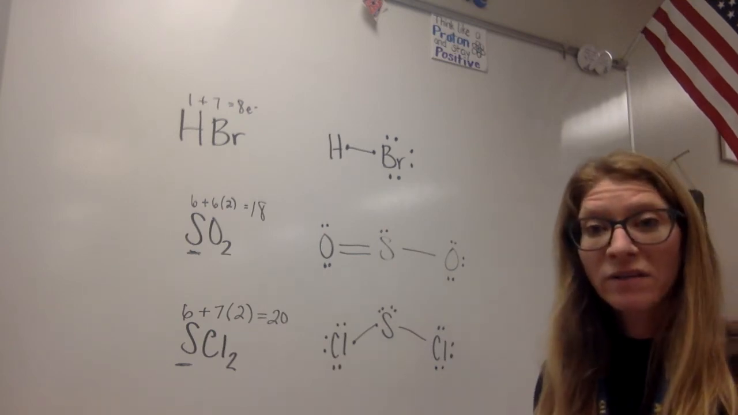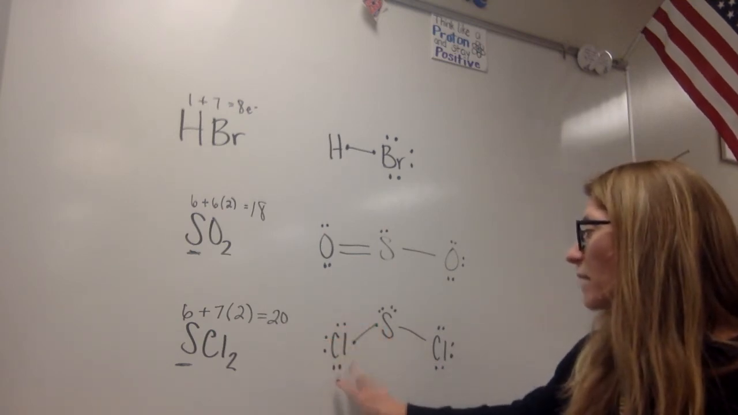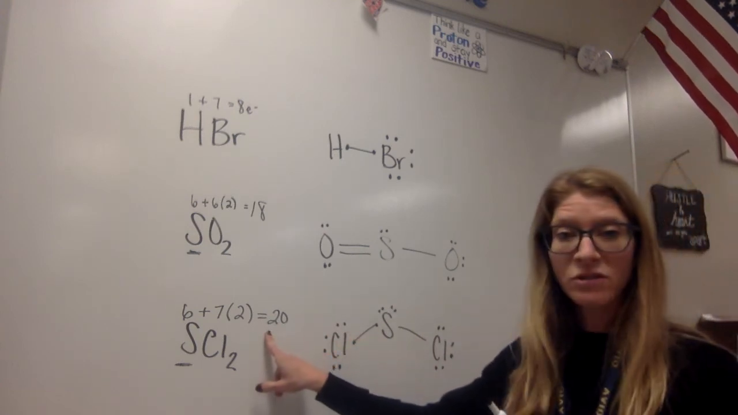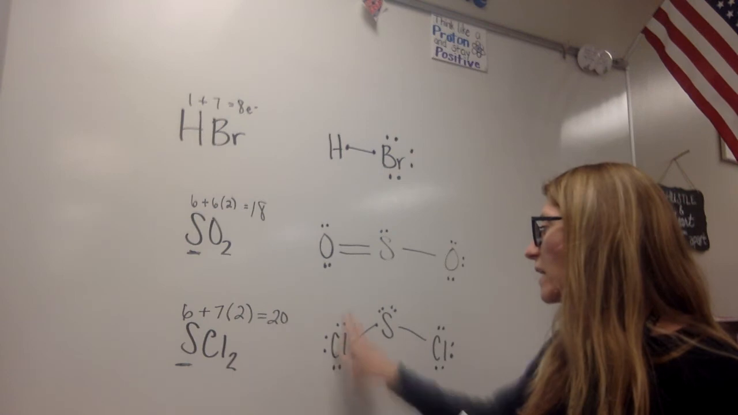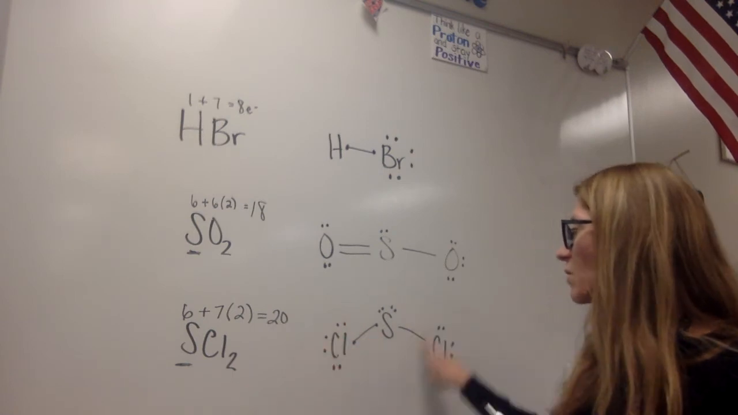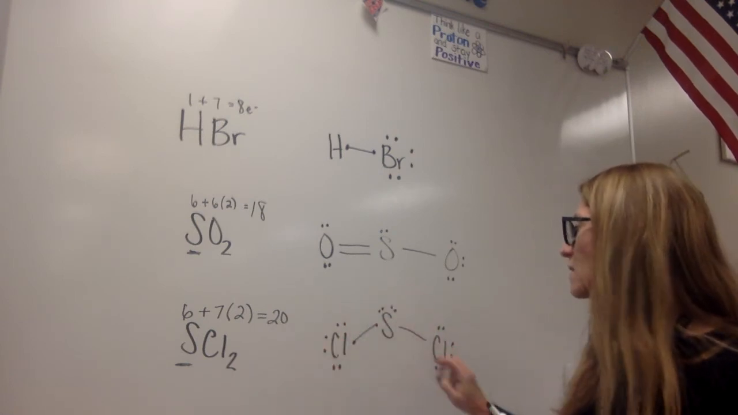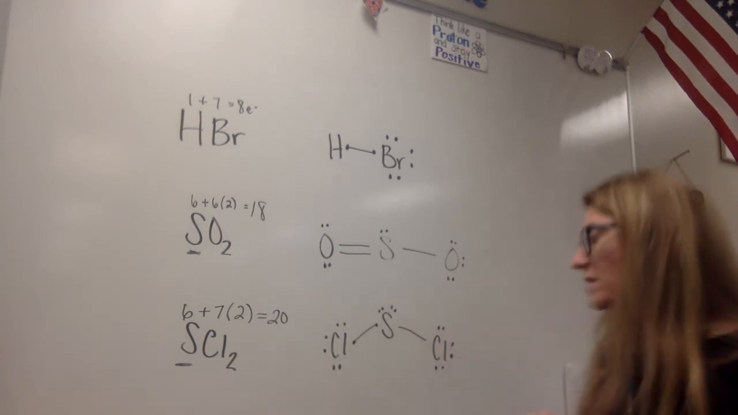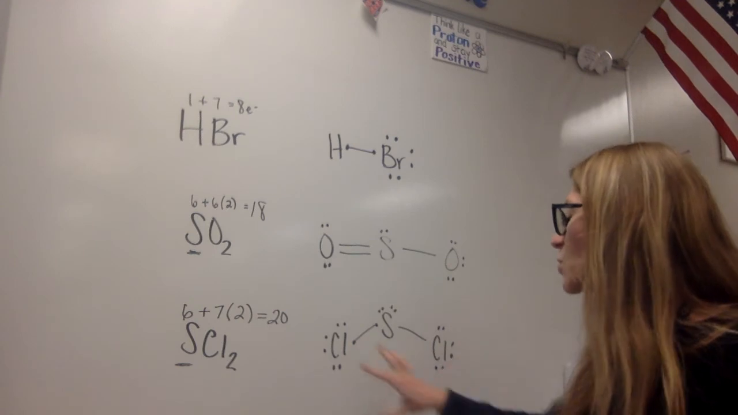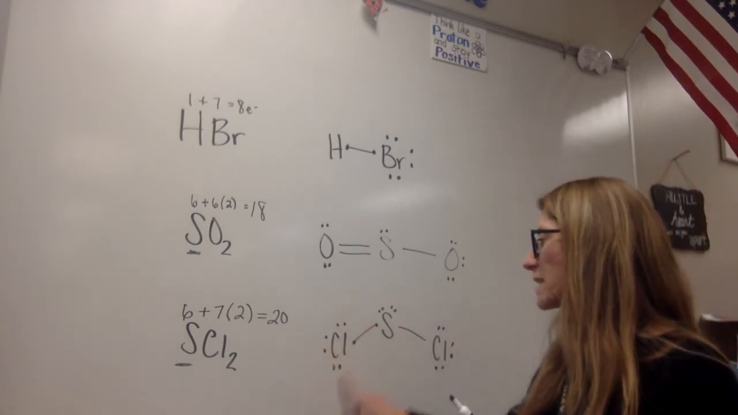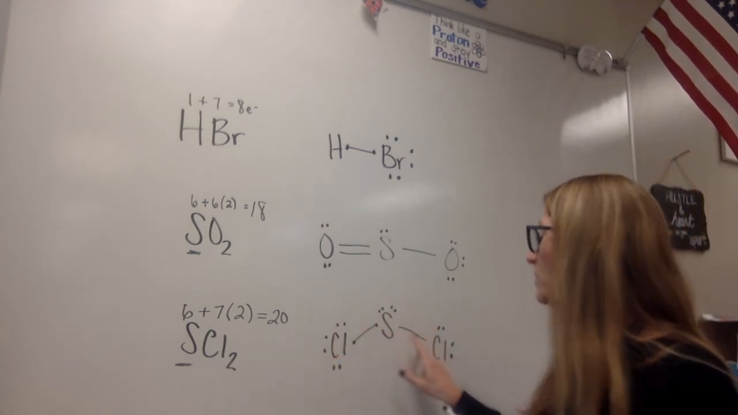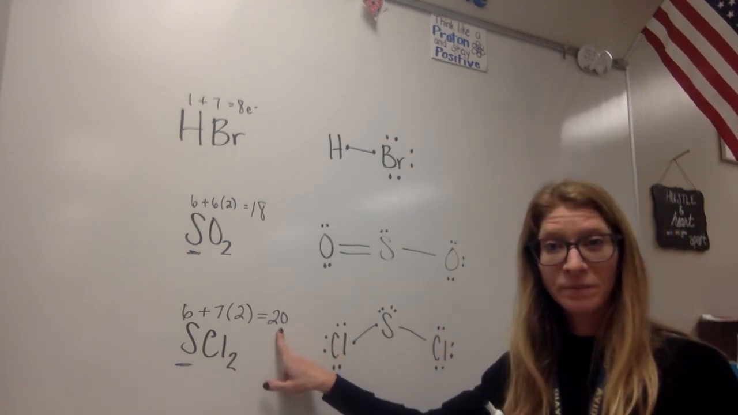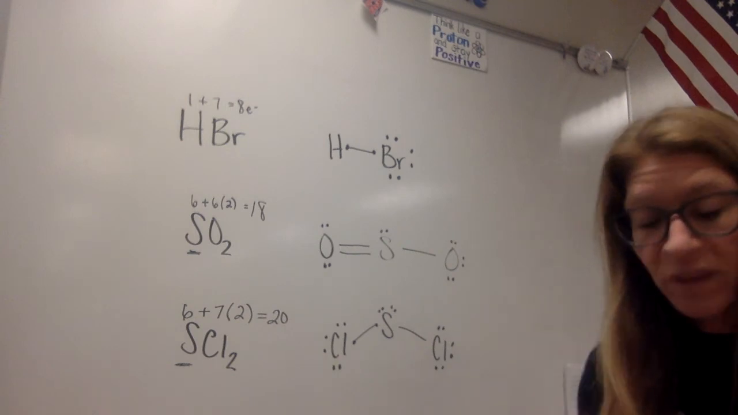So now I can do my checking. Make sure all atoms have a total of 8 valence electrons and make sure our drawing matches this number. Chlorine has 2, 4, 6, 8. Sulfur has 2, 4, 6, 8. And this chlorine has 2, 4, 6, 8. So the first part of step 5 checks out. In the total drawing, we have 2, 4, 6, 8, 10, 12, 14, 16, 18, 20. We're good.